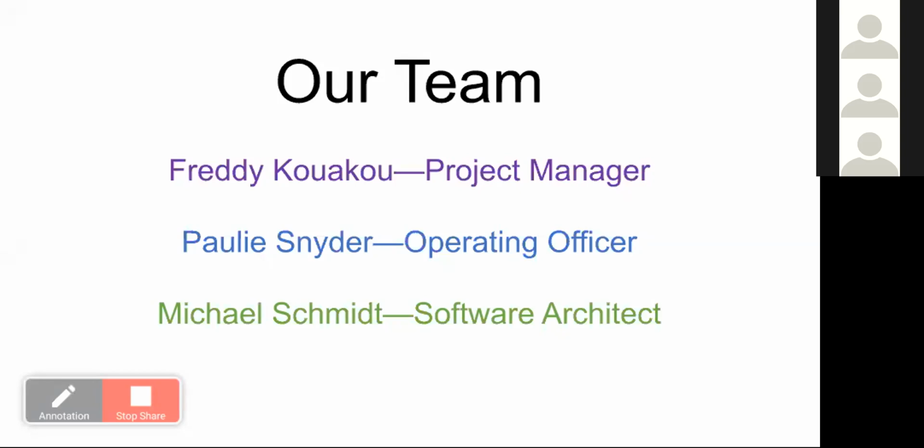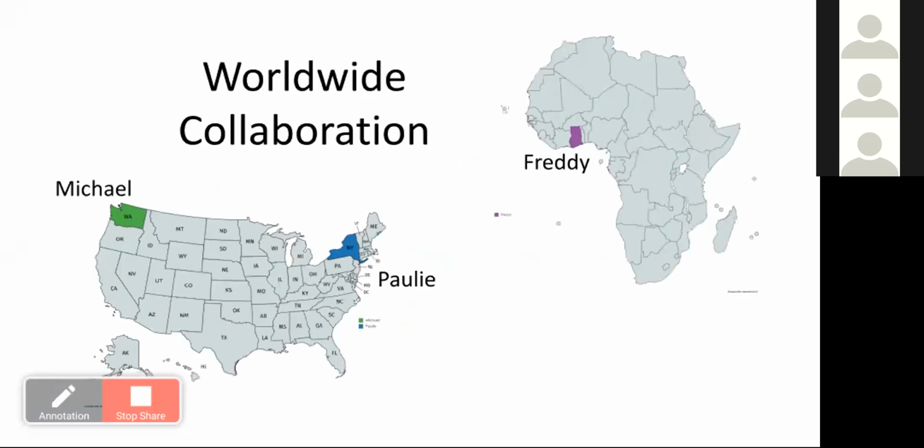This is our team. We have Freddie, who is our project manager, Polly, who is our operating officer, and I am Michael, the software architect. And this is truly a worldwide collaboration. I am from Washington State, Polly's from New York, and Freddie's from Ghana. And we are all very excited to work on this app.